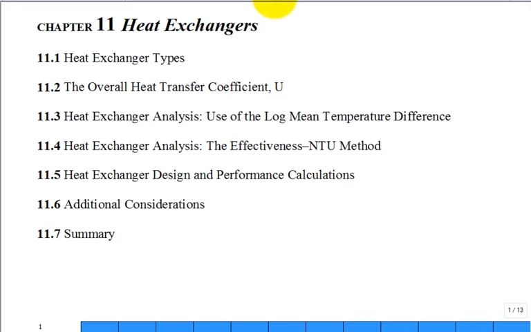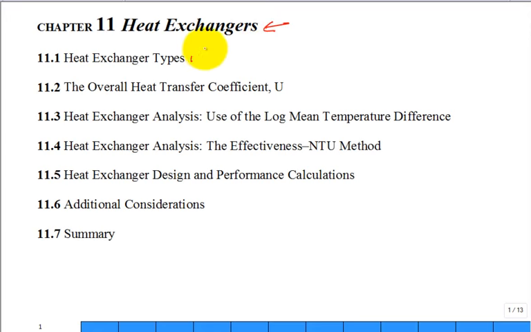All right, so we move into this chapter on heat exchangers. I think I budgeted 3 lectures for heat exchangers simply because it's so prevalent out there. If you go through a class like heat transfer, you should know something about heat exchangers.